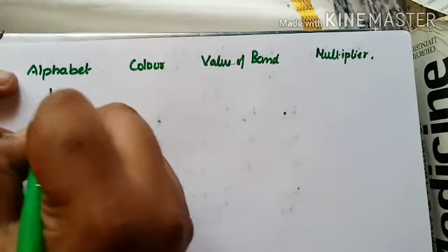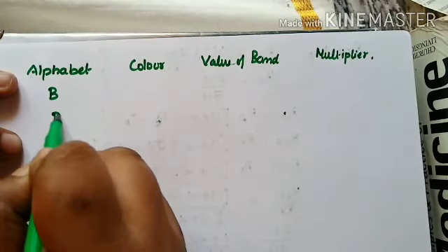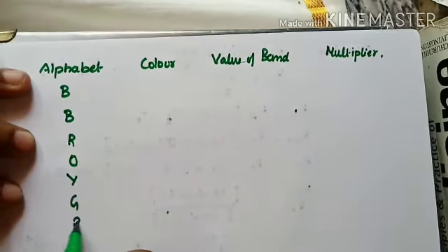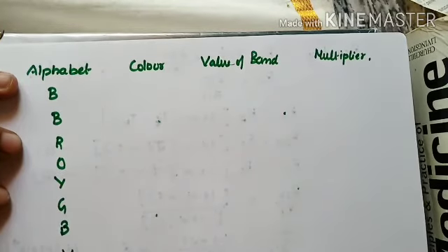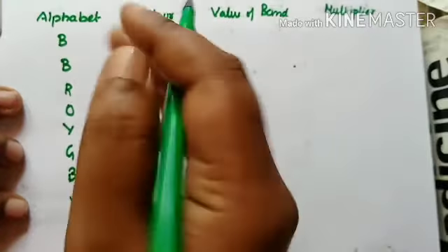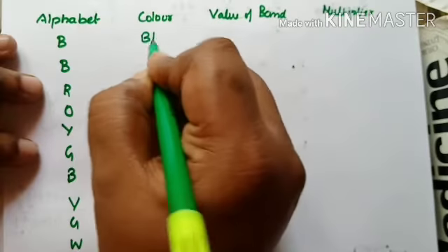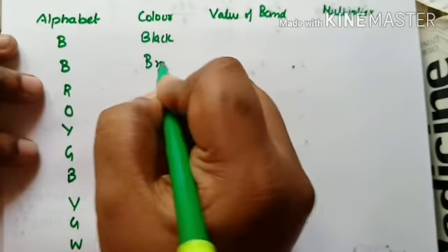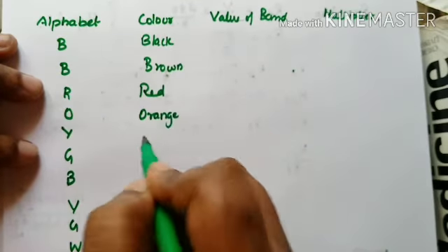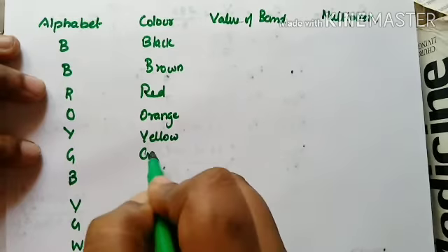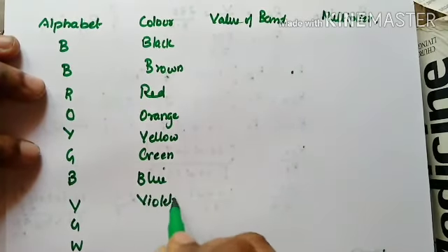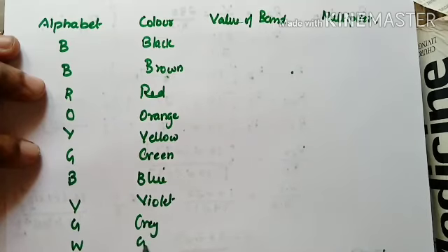Alphabet: how would I remember it? B.B. Roy of Great Britain had very good wife. You guys might have learned it in an earlier class; we just have to brush it up. This B is for black, this is brown, red, orange, yellow, green, blue, violet, gray, and white.